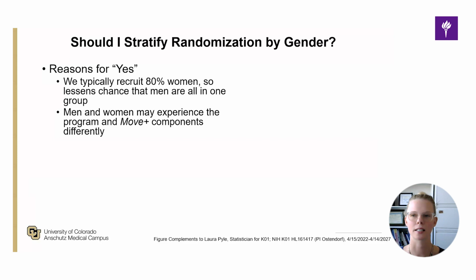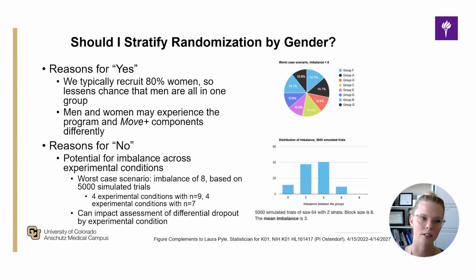Another question that I was considering is, should I stratify randomization by gender? Reasons for yes is that we typically recruit 80% women in these types of trials, and so it lessens the chance that men end up all in the same group, and that men and women may experience the program and the MOVE components differently, and maybe we need to control for that in the randomization scheme. But reasons for no is that there's the potential for imbalance across experimental conditions.